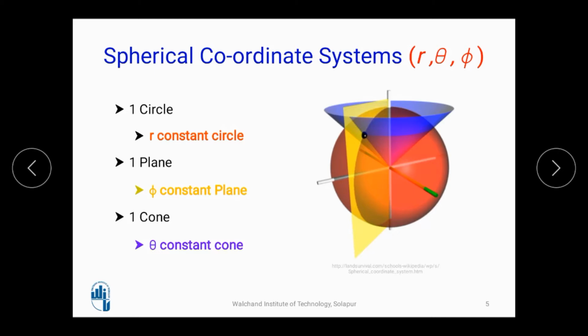What I mean by this? R constant sphere means as the size of the sphere changes, the r is going to change. If I cut the sphere from top to bottom, from north pole to south pole, in that case it is a phi constant plane. But instead of cutting from north to south, if I cut it horizontally like this, that forms a cone with respect to origin, that is a theta constant cone.